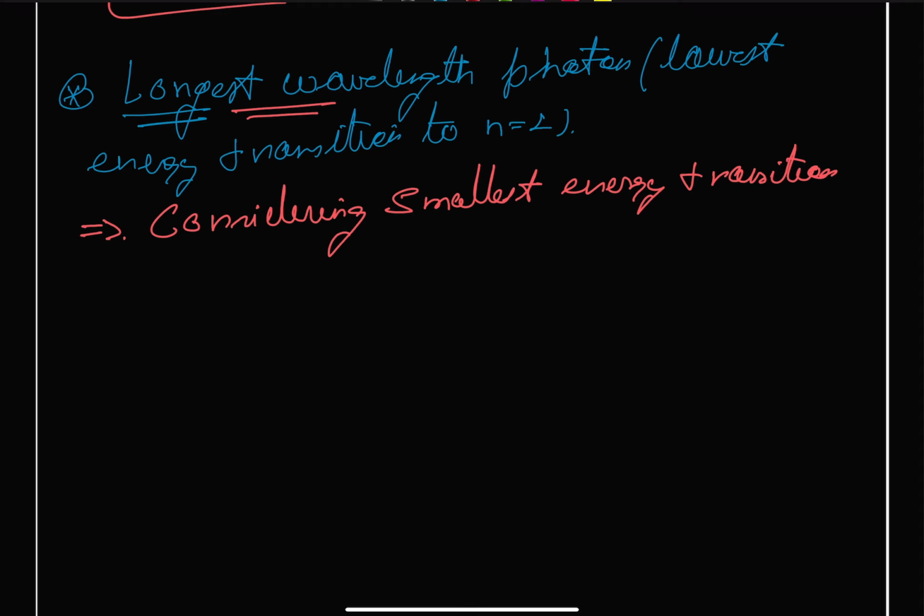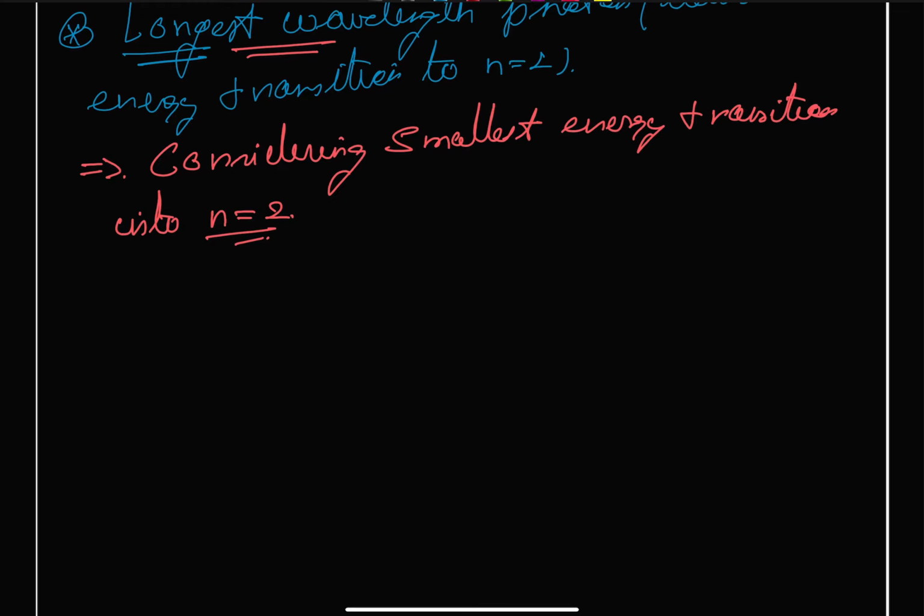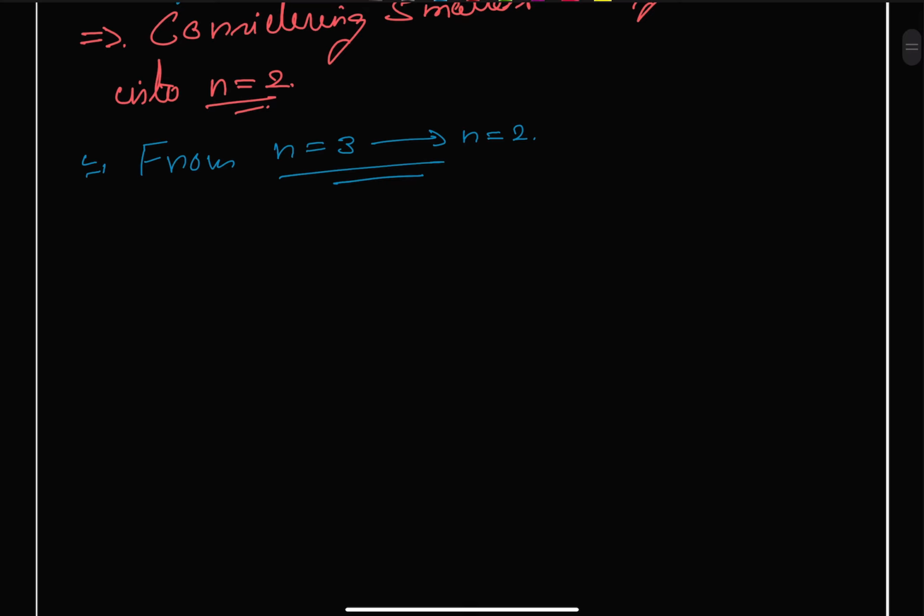Smallest energy transition into n is equal to 2. So we can say that from n is equal to 3 to n is equal to 2. So based on this, we are going to solve our energy difference.